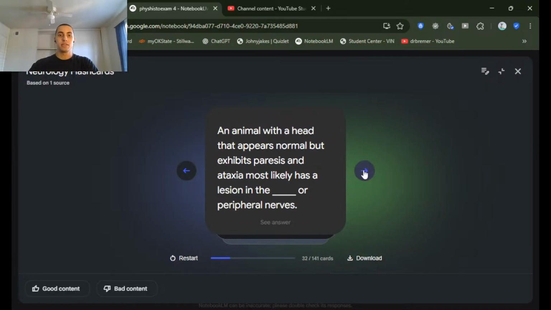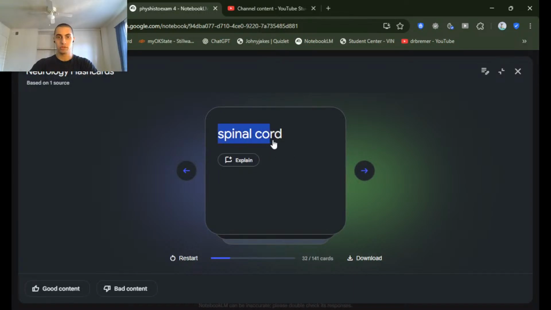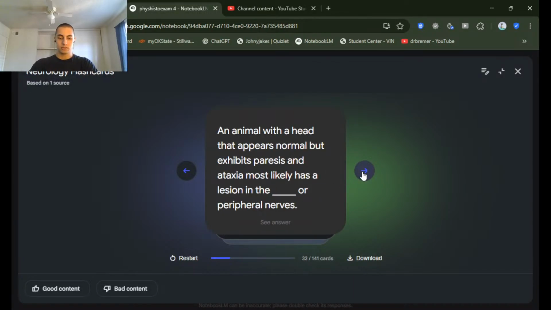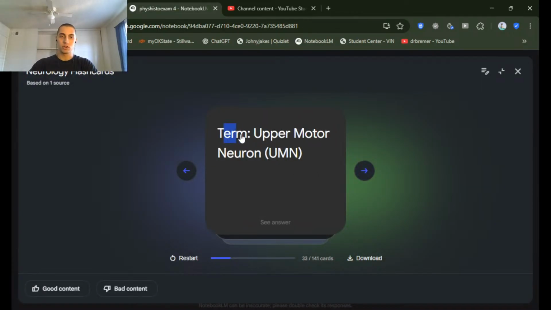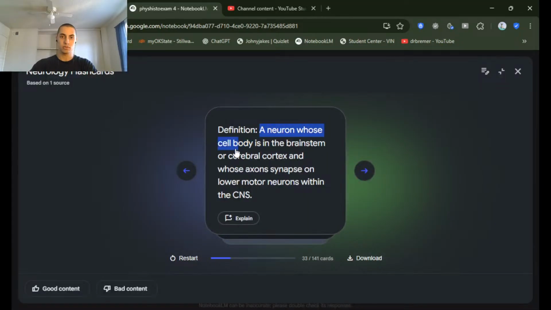An animal with a head that appears normal but exhibits paresis and ataxia most likely has a lesion in the blank or peripheral nerves. Distal. Oh, spinal cord. Spinal cord or peripheral nerves. Term, upper motor neuron: a neuron whose cell body is in the brainstem or cerebral cortex and whose axons synapse on lower motor neurons within the CNS.